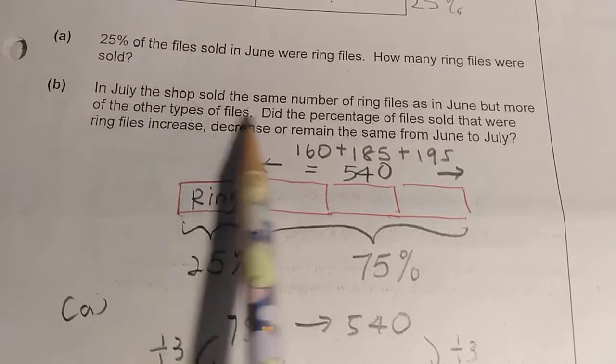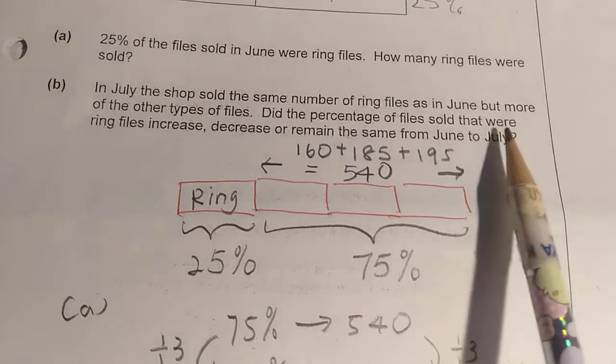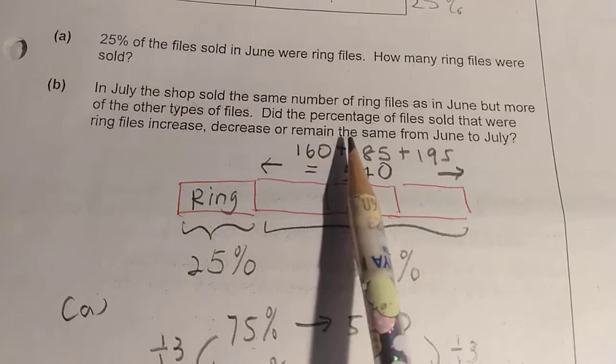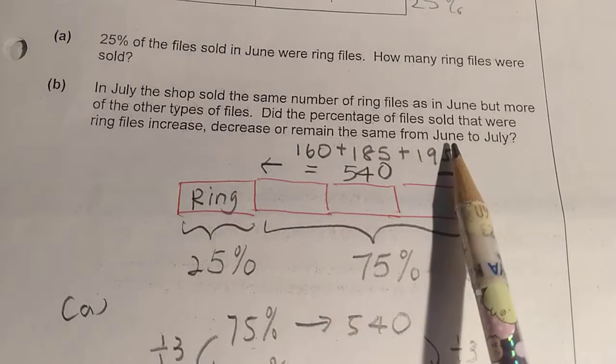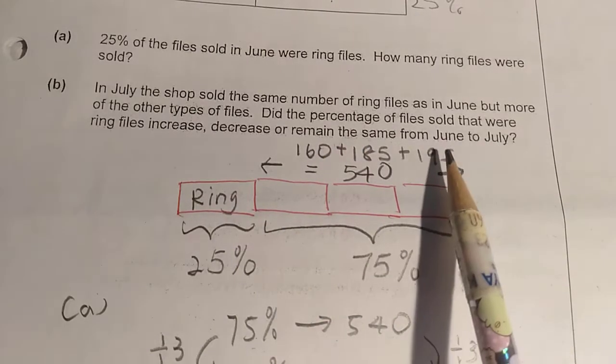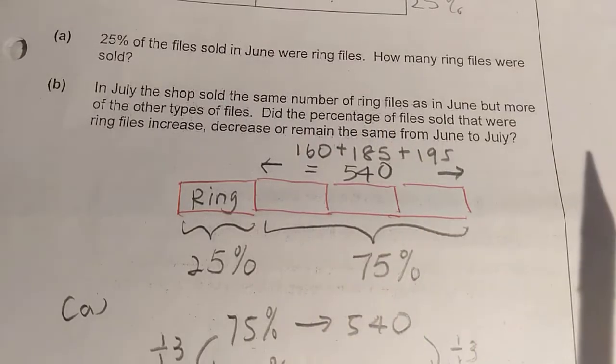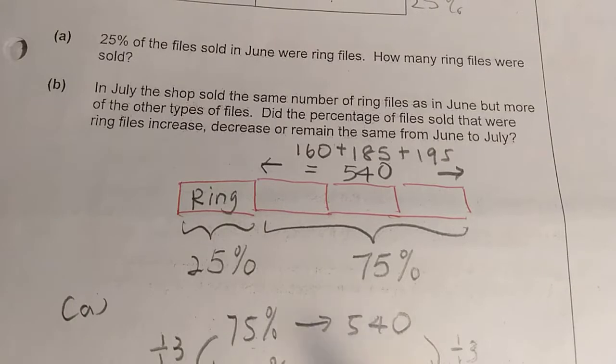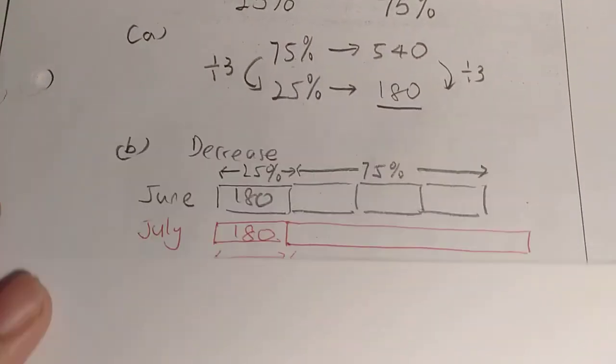other type of files. Did the percentage of the files sold that were ring files increase, decrease, or remain the same from June to July when the number that were sold were the same? There's no working required for this. The answer is simply decrease, but I'll show you a model what that means.